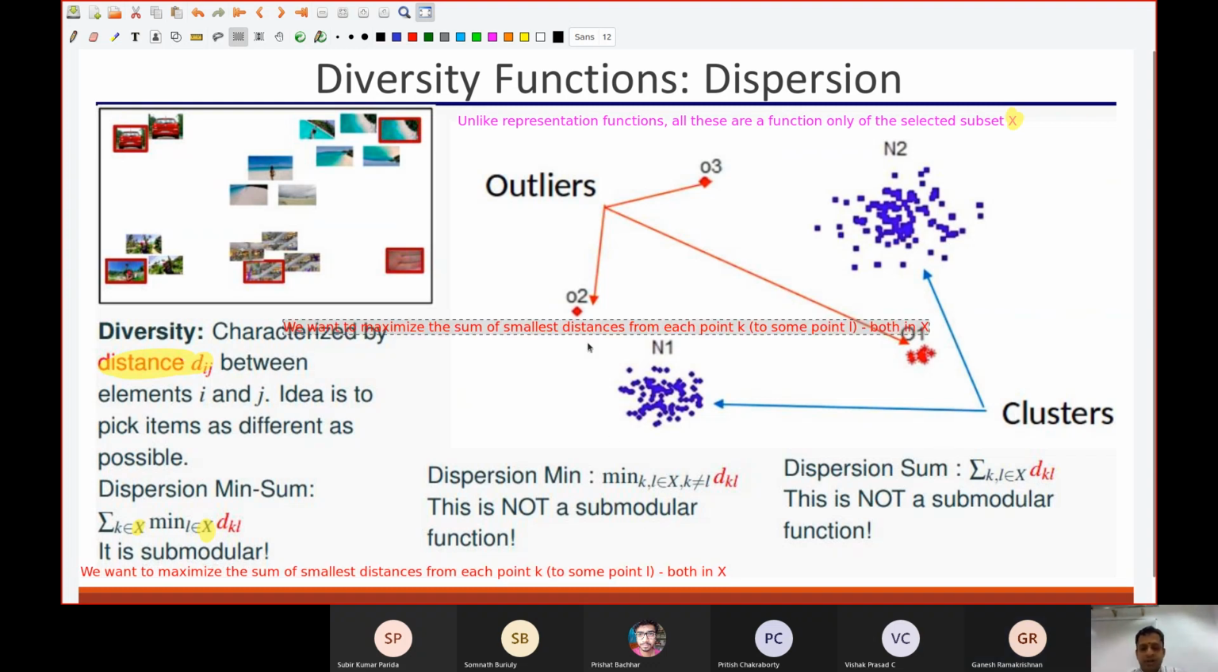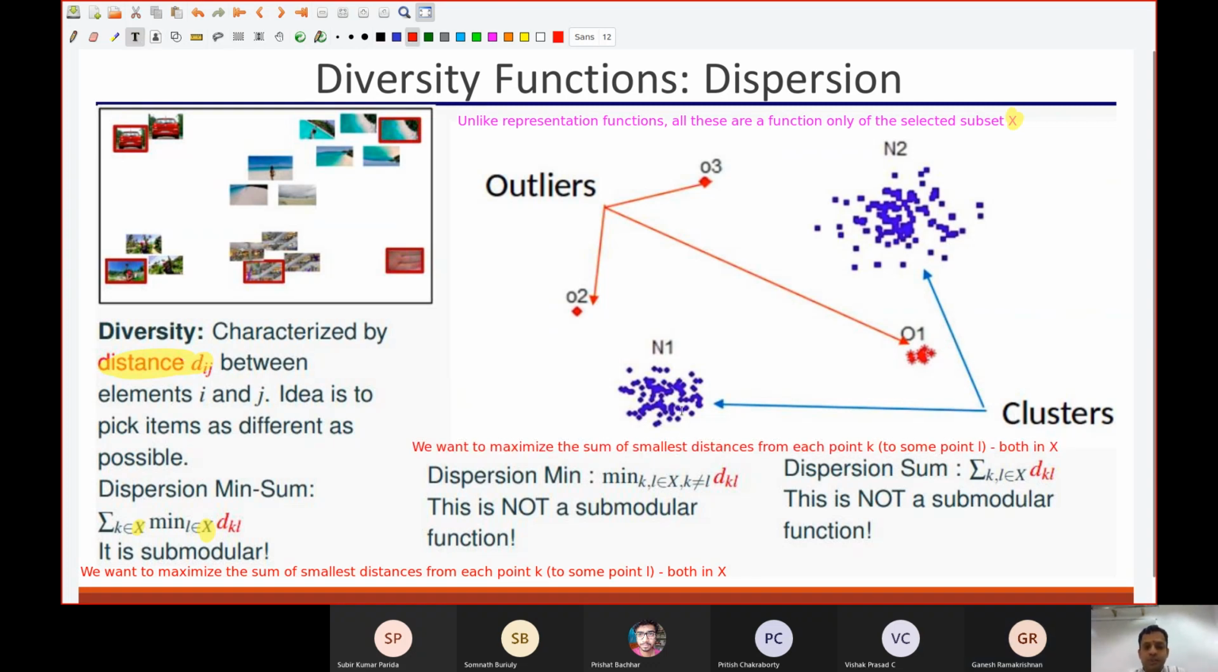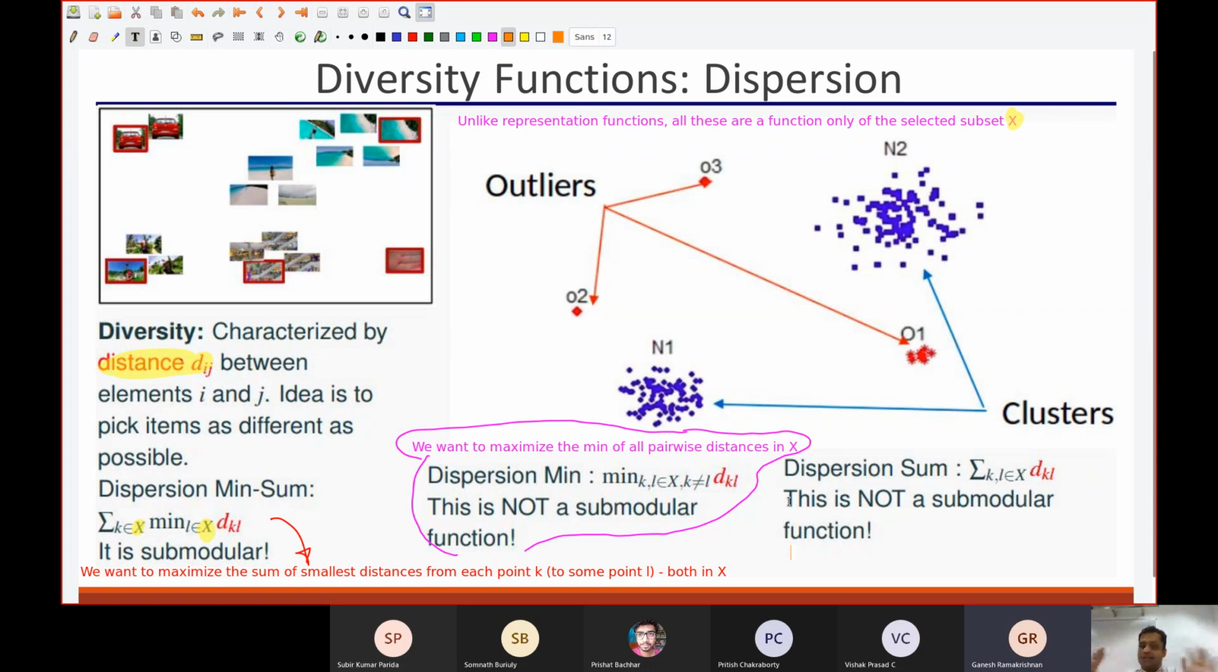What is dispersion min doing? Actually, let's write down the second one. In the second case, we want to maximize not the sum but the min of all pairwise distances in X. That's the second one. Is this clear? The difference between the two? Because you're dealing with maximization, just remember that semantics. I hope you could get the difference between the first and second. And the third function says I want to maximize the sum of all pairwise distances. That's it. Dispersion sum.